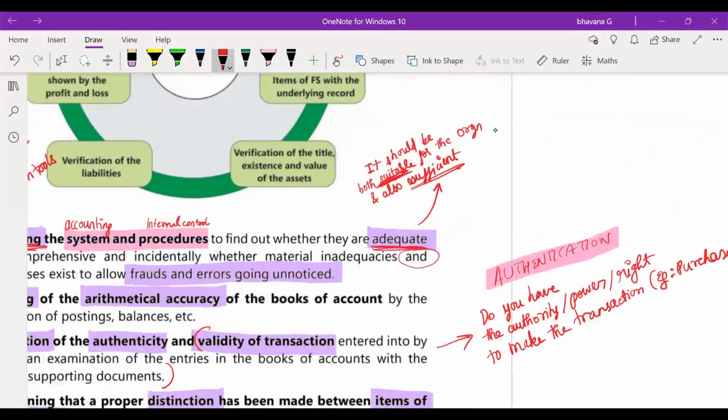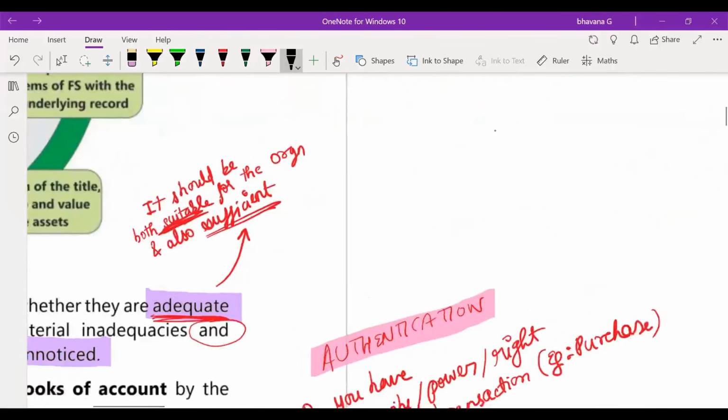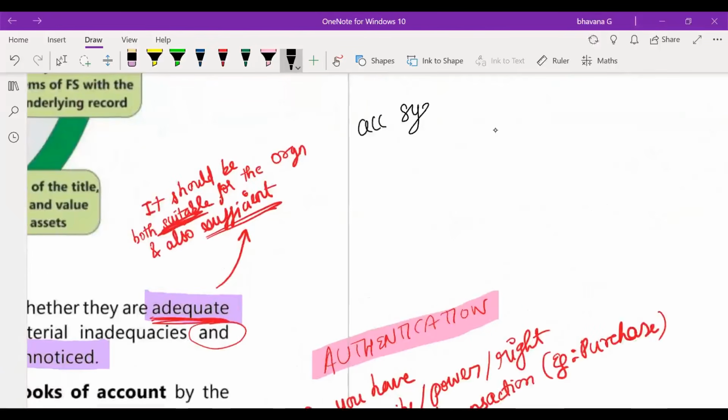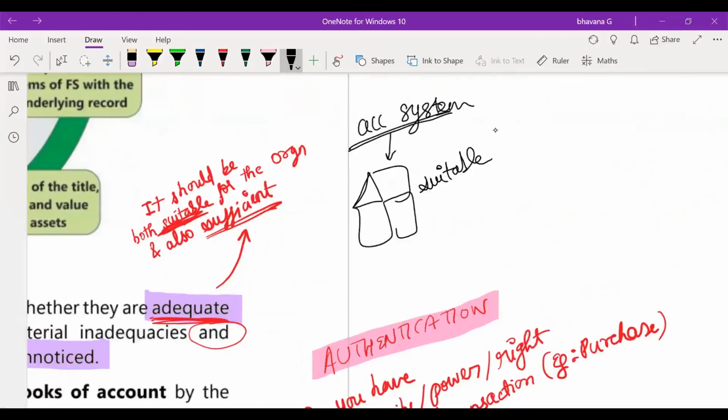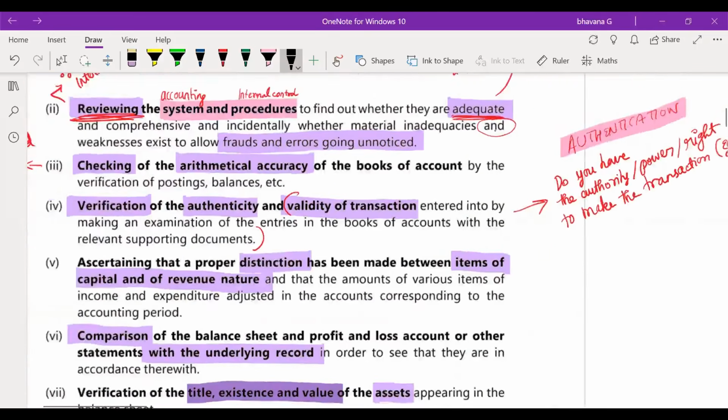Suitable means, see, I will give you an example. There is this accounting system. I have a company, and this accounting system will be suitable for me, like how a dress suits you. This may be suitable for the company, but you have to see whether it is sufficient for the company or not. See, I have a huge company. This is a type of accounting system. This suits my company, but for this huge company, will it be sufficient or not? You have to see. That is checking whether it will be adequate or not. That is your second point.